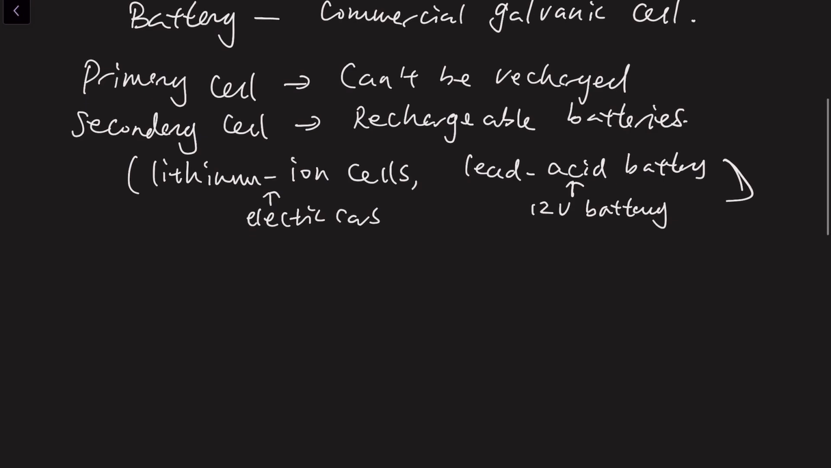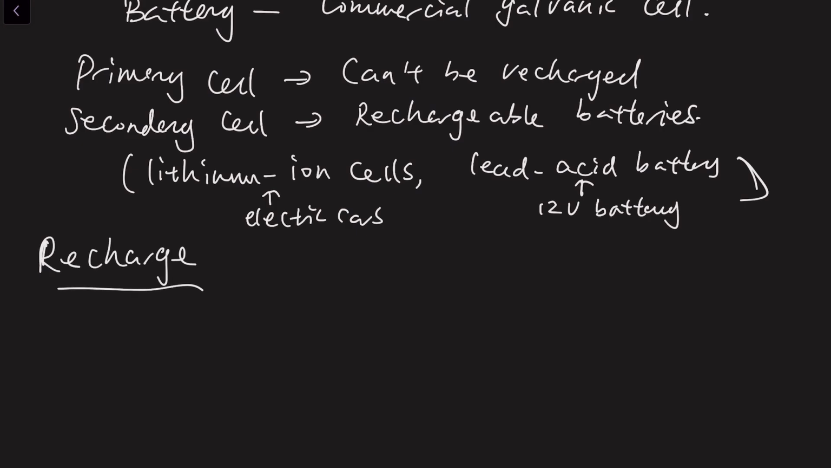So let's look at the primary and secondary cells in detail. The primary cell is very easy. Once all the reactants have been converted into products, the battery dies. So there's no further chemical reaction, so you move on to a new battery. But for secondary cells, it is more interesting because you can recharge it.